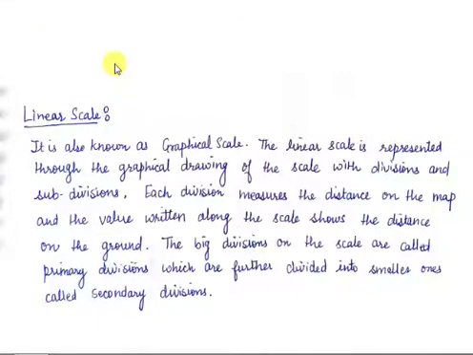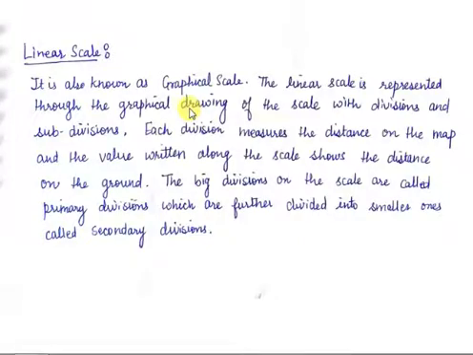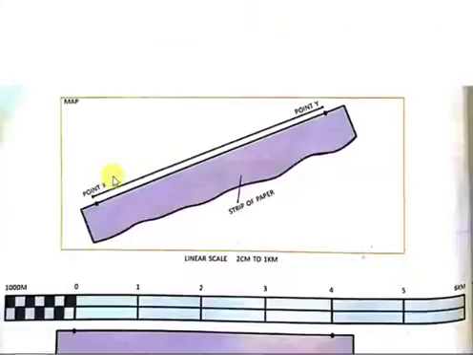So let's start. Here it is the linear scale. It is also known as graphical scale. The linear scale is represented through the graphical drawing of the scale with divisions and subdivisions. Each division measures the distance on the map and the value written along the scale shows the distance on the ground. The big divisions on the scale are called primary divisions, which are further divided into smaller ones called the secondary division. So here I will show you the picture also.